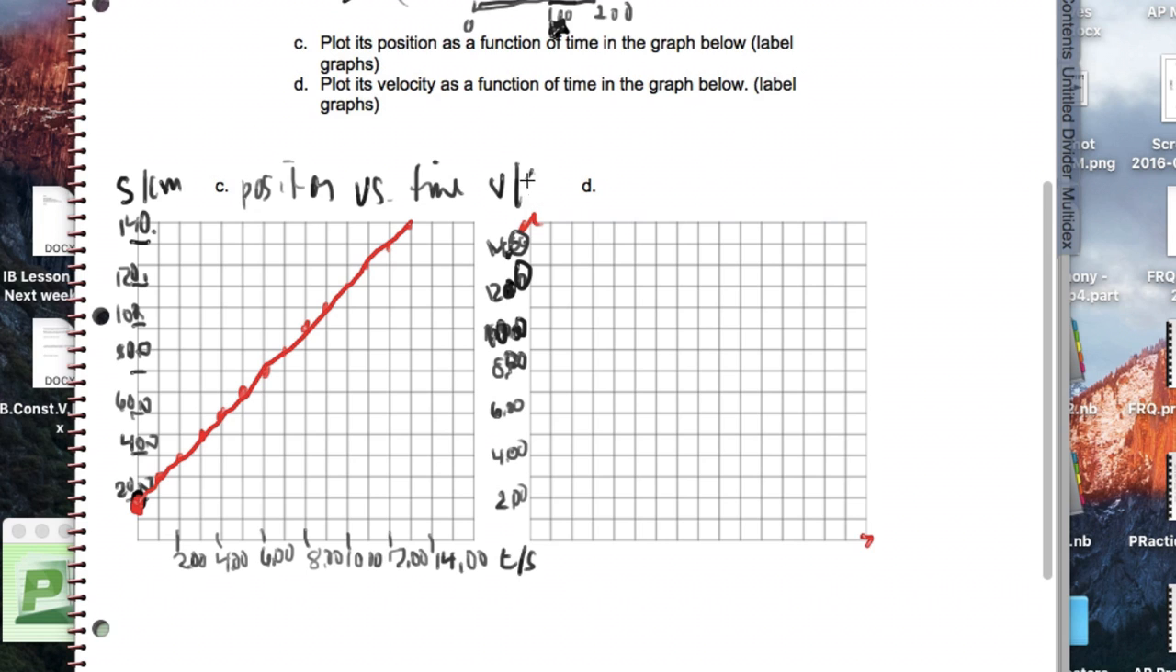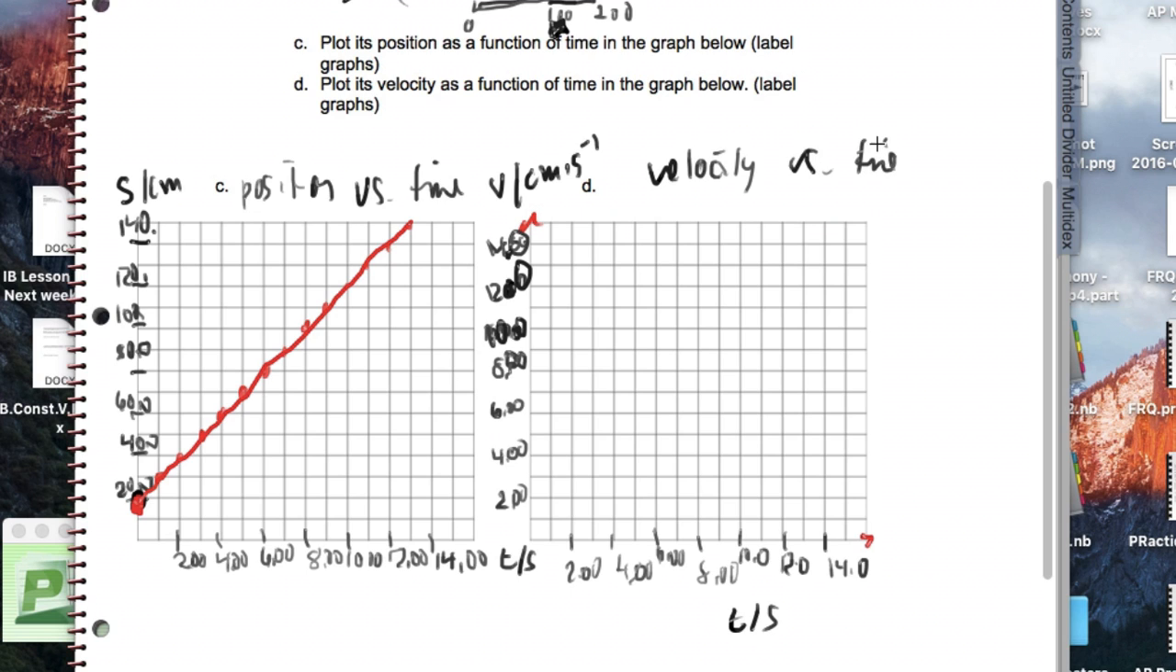So this is velocity in centimeters per second, and we'll go with time here: 2.00, 8.00, 10.0, 12.0, 14.0. There we go. And this is time in seconds, and this is velocity versus time. We never change our speed, so we're at 10 centimeters per second when we start, and then that speed never ever changes. So we just have a flat line going all the way across here.